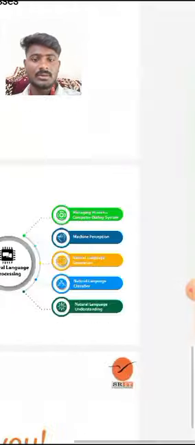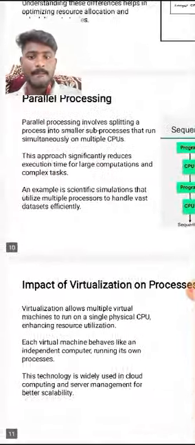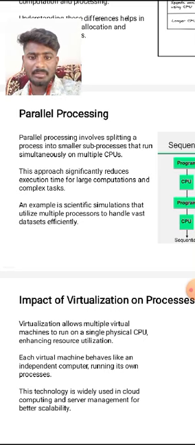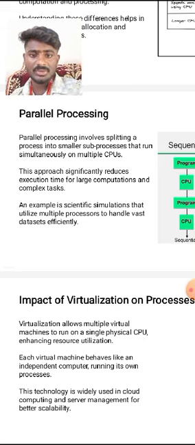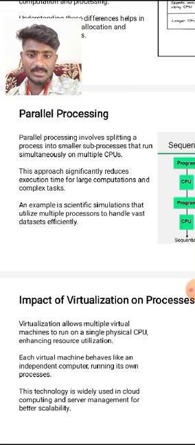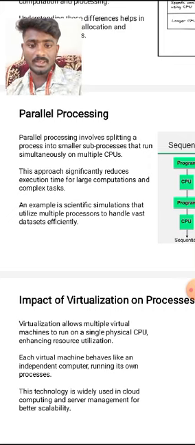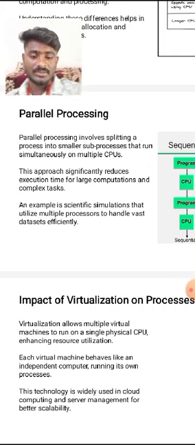Parallel processing. Parallel processing involves splitting a process into smaller subprocesses that run simultaneously on multiple CPUs. This approach significantly reduces execution time for large computations and complex tasks. An example is a scientific simulation that utilizes multiple processes to handle vast data sets efficiently.